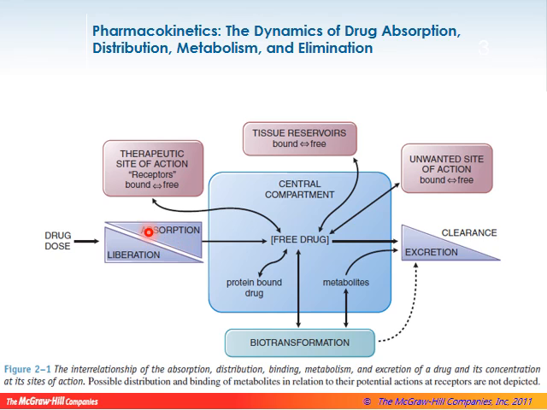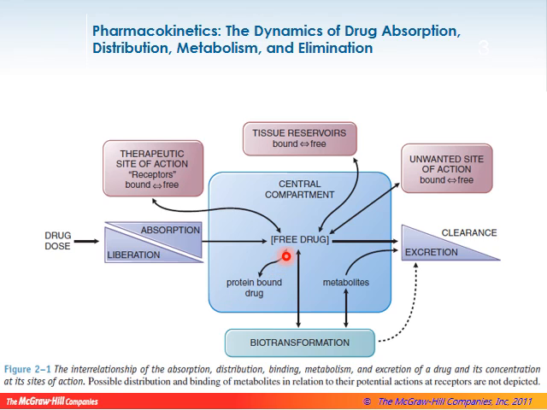Once absorption occurs, you have free drug sitting in the central compartment. You can think of this as being within the blood, within the serum, where free drug is just floating around. Some portion of the drug, depending on its physicochemical properties, may be bound to proteins within the blood. This can include things like albumin and alpha-1 acid glycoprotein.